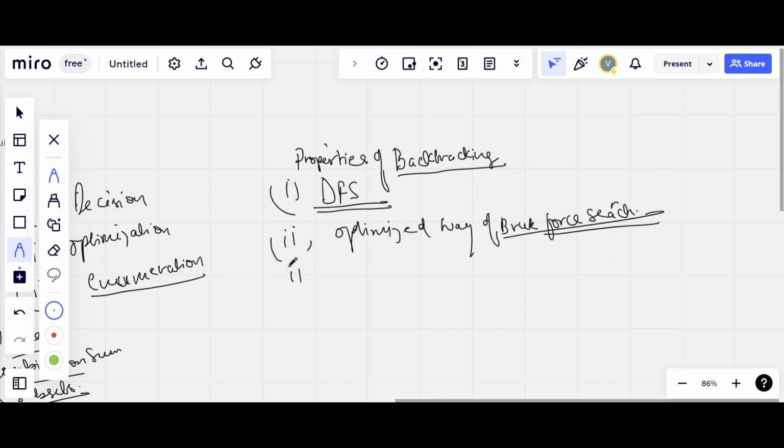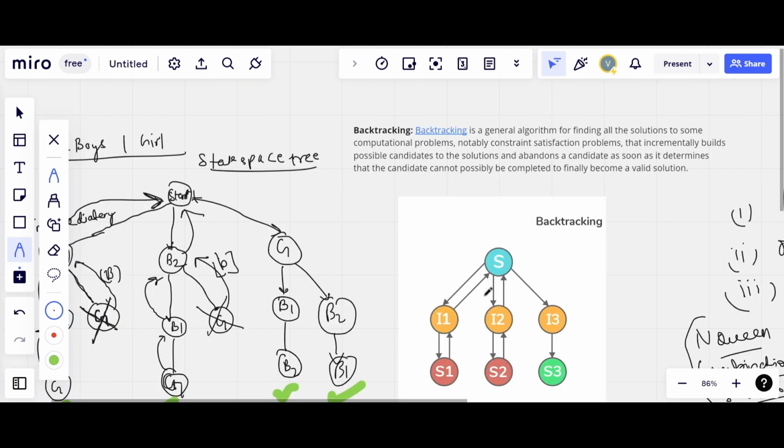And also, whenever we backtrack, we undo the last choice we made. We undo the last choice for this invalid solution, S1. Whenever we backtrack, we undo the choices that we made while backing up. So it undoes the choice when it backtracks or backs up.